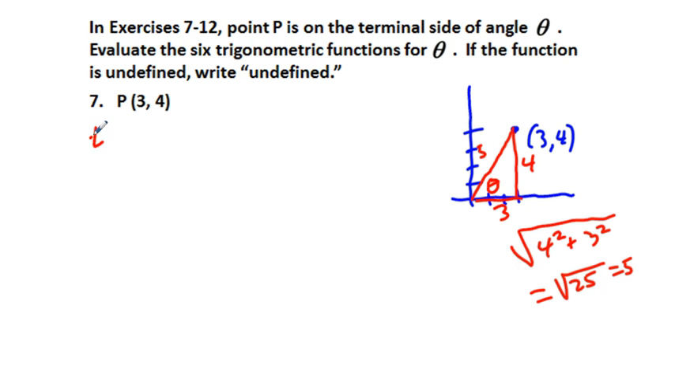So that's just going to be pretty easy. Our tangent we can get already. Tangent theta is going to be opposite over adjacent, which is going to be 4/3. And so cotangent is going to be the reciprocal of 4/3, which is 3/4. We're going to have sine theta.